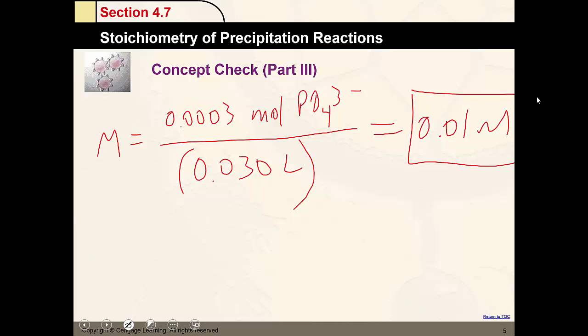So for all these reactions, before you start doing the quantitative portion, you need to make sure you write out the correct balanced equation, the molecular equation, and then you can write the net ionic equation.